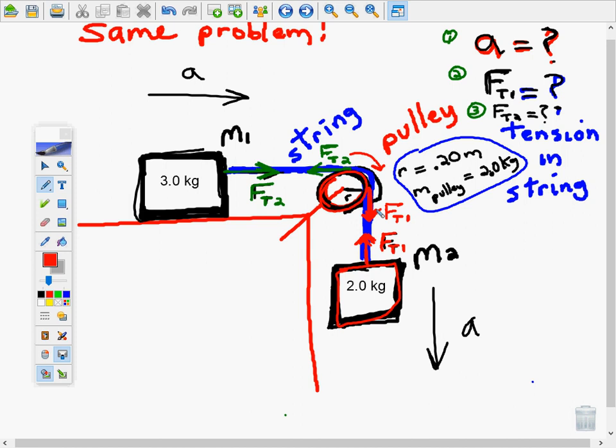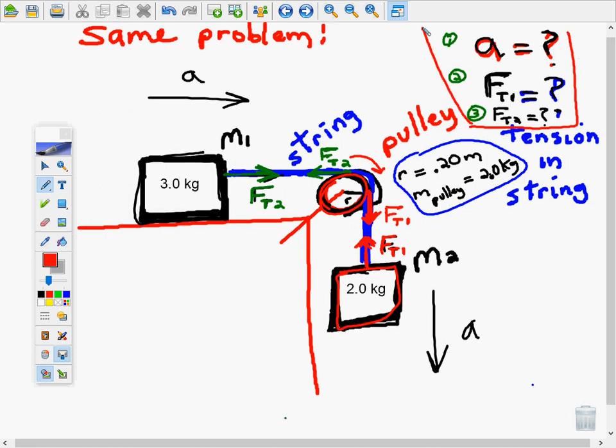All right, so we're set up now. We have our scenario here, and we have our three unknowns. Now, if we have three unknowns, guess how many equations we're going to need? Three equations. So, we're going to have to look at each object individually.